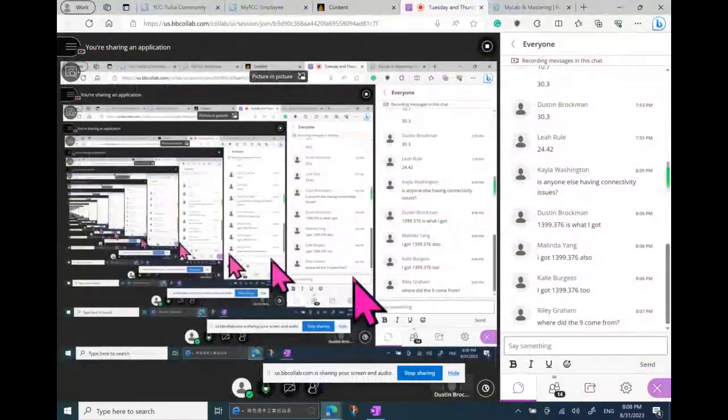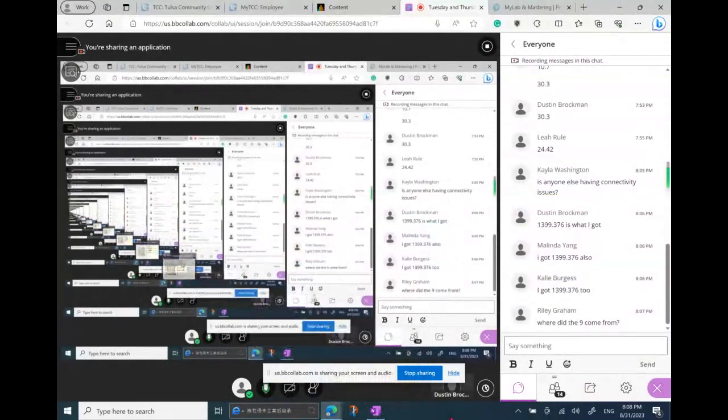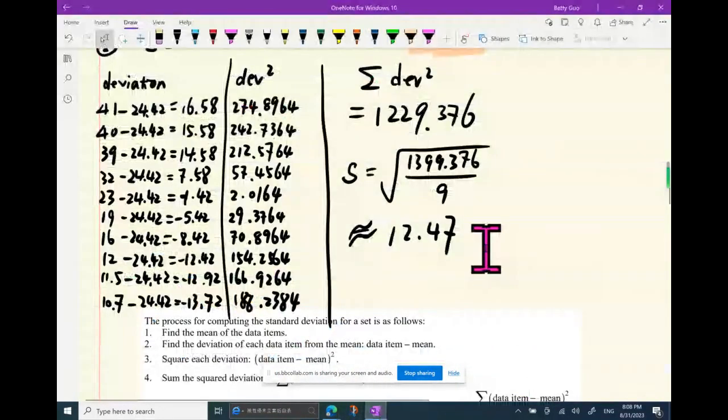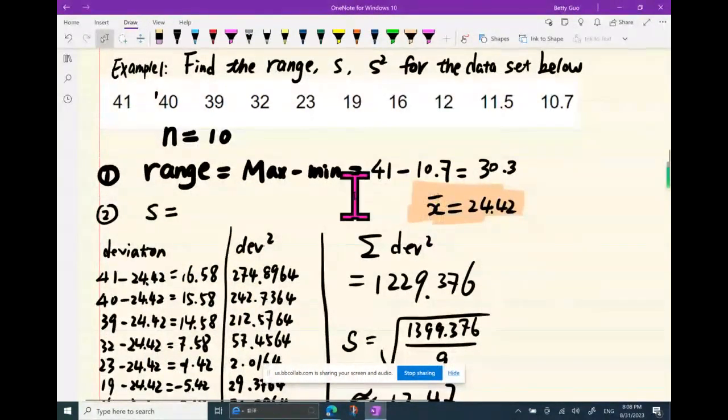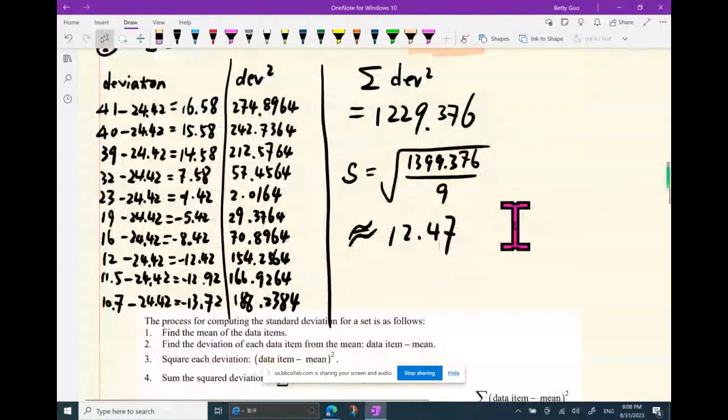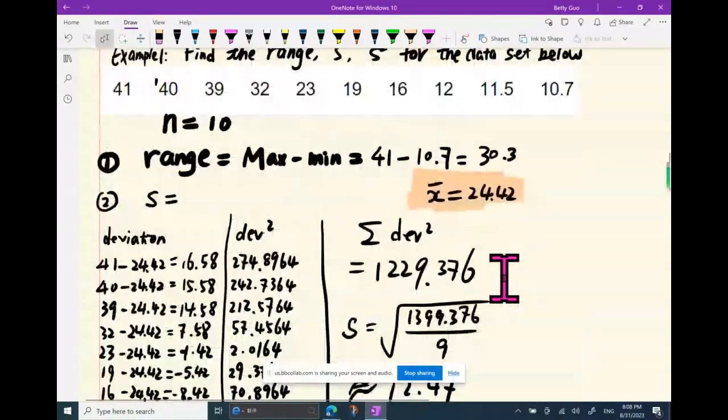Did the 9 come from the n minus 1? Yeah, correct. Thank you, Riley. The sample size is 10. We have 10 values in the data set. N minus 1, 1 less than 10, is 9. That's how we get it. All right.